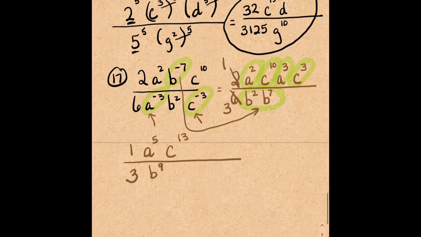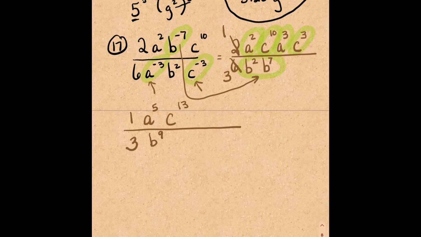All right, we're pretty close to just being able to write this. I can write that 1 if I want to, or I can just put a to the 5th, c to the 13th over 3b to the 9th. Is this a monomial? Ooh, has a variable in the bottom. But it doesn't have a negative exponent. It does have a variable in the bottom. So it's not a traditional monomial, no. But it is a simplified expression.